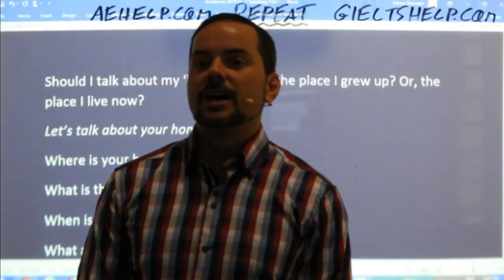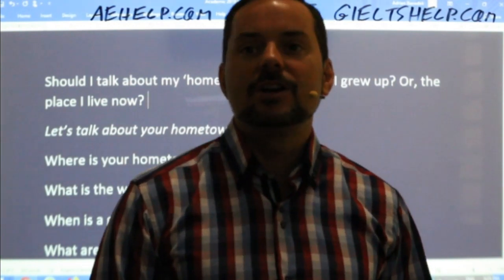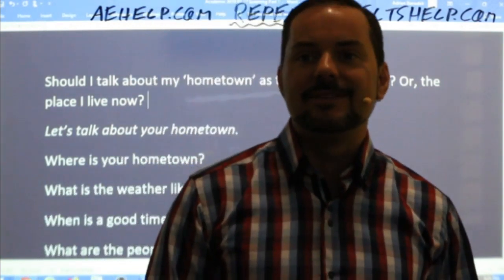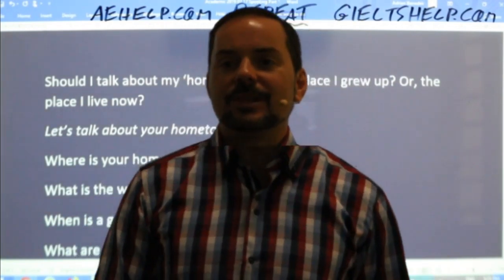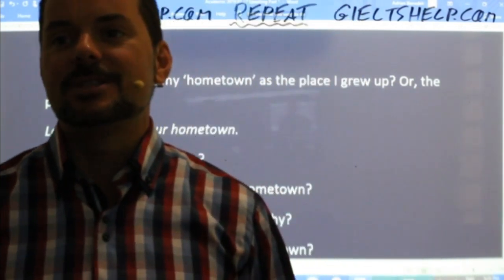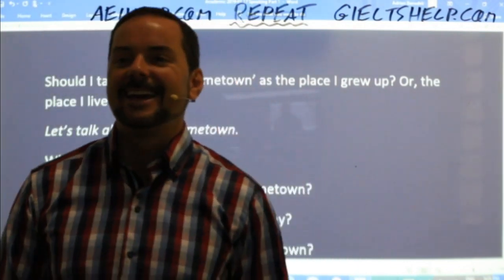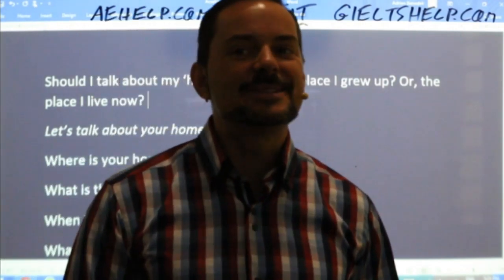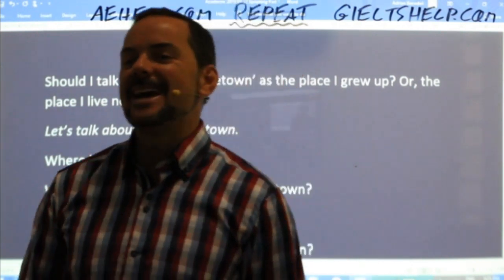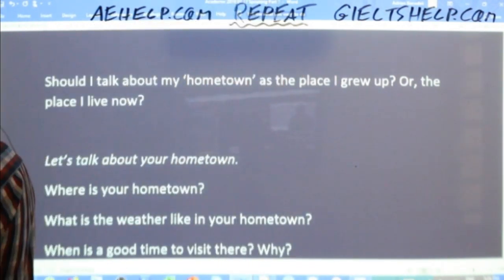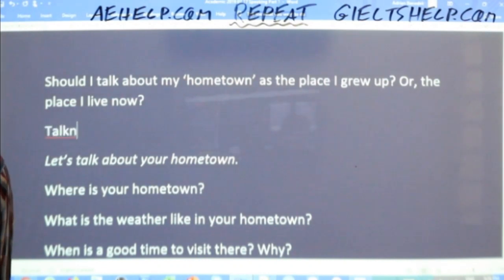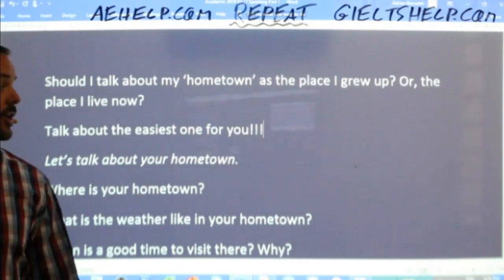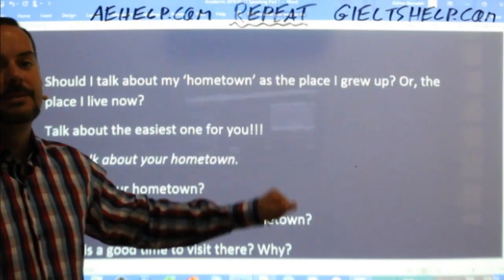Okay, Surya says the place where we grew up. Sharnbath says it's the place where I live now. Charlie Sen agrees that it's where you're living now. Mohammed says, it's the place where you're born. Okay. All right. Alvina, very clever. Alvina says, that depends on you. Okay. Clever answer, Alvina. It's a trick question, students. Okay. Talk about the easiest one for you. All right. It's a trick question.